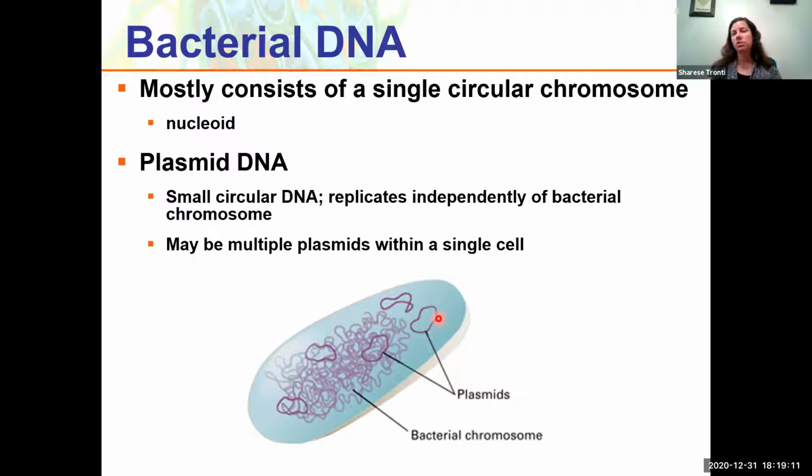So it's not going to be coding for genes that are necessary for basic survival, but it can be carrying genes that add to virulence to make that organism maybe potentially more pathogenic. For example, like antibiotic resistance is often carried on plasmids.